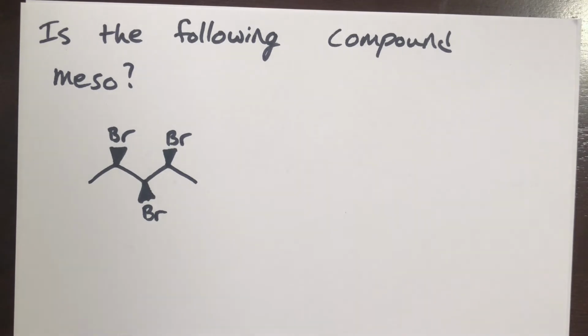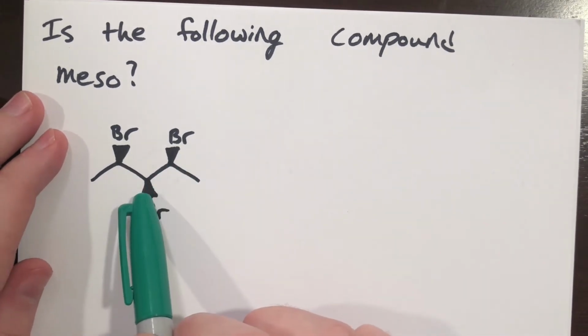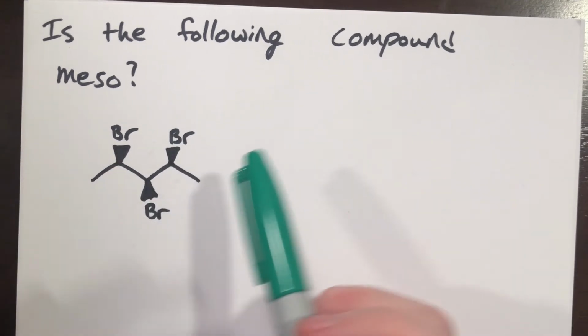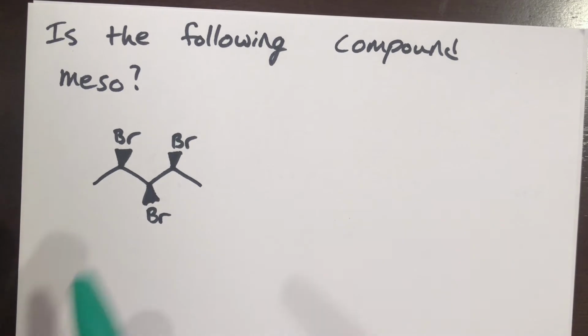So going through our rules, we want to check if this is meso. So first rule is that we need an even number of chiral centers. Looking at this, we would think that this has 3, right? Because of the wedges imply that. But if we consider each one, we'll find that in fact it only has 2.